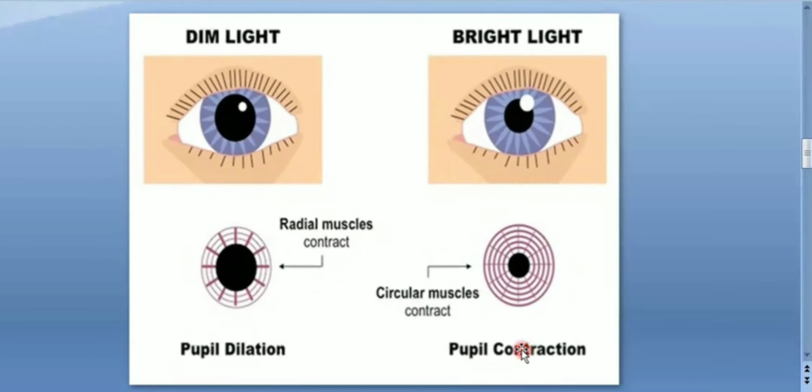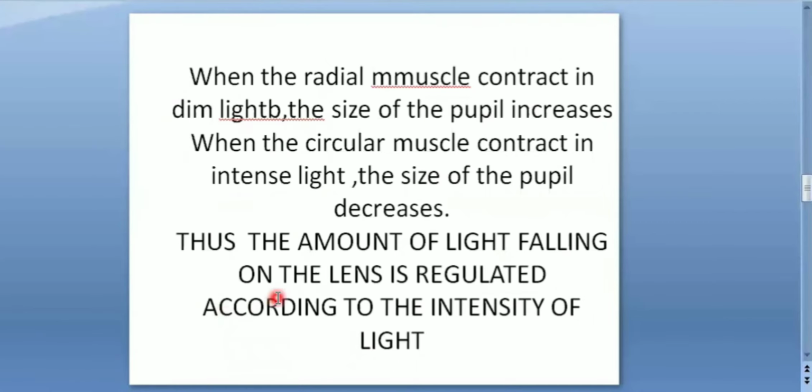Okay, I think it is very clear to you. Then see children, actually here some points I have written. From these points you will understand more about the regulation of eye. When the radial muscles contract in dim light, the size of the pupil increases. When the circular muscles contract in intense light, the size of the pupil decreases. Thus, the amount of light falling on the lens is regulated according to the intensity of light.